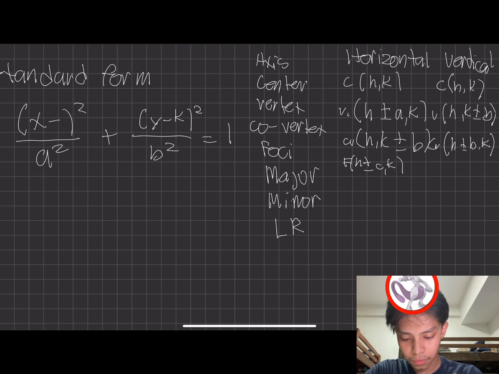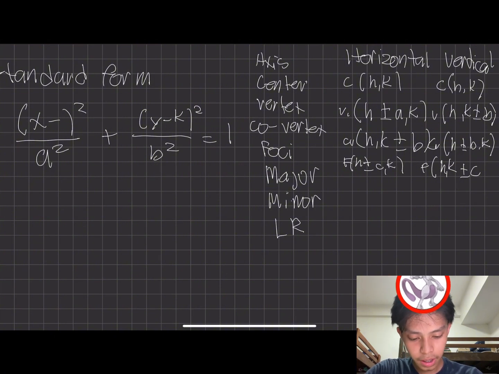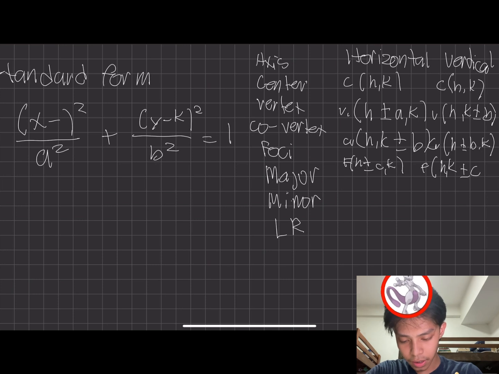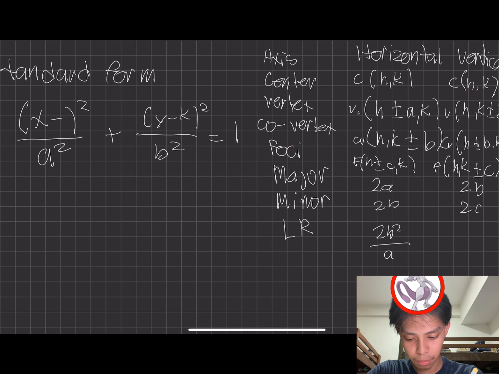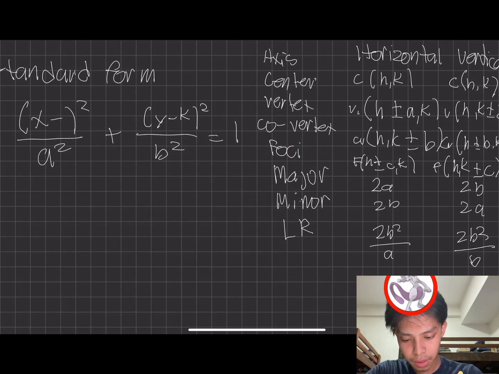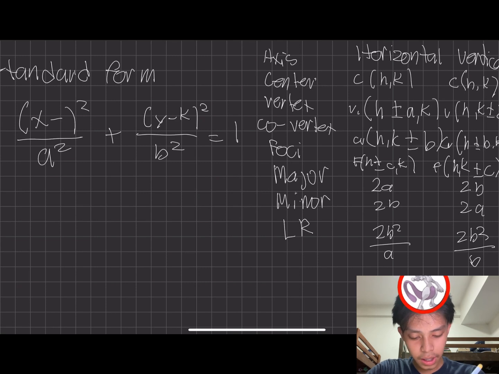And now for the foci. The foci are (h plus or minus c, k). For the vertical it is (h, k plus or minus c). For the major axis, horizontal is 2a, and for vertical it's 2b. For the minor axis it's 2b, and for vertical it's 2a. And for the LR it is 2b squared over a, and for vertical it is 2b squared over b.